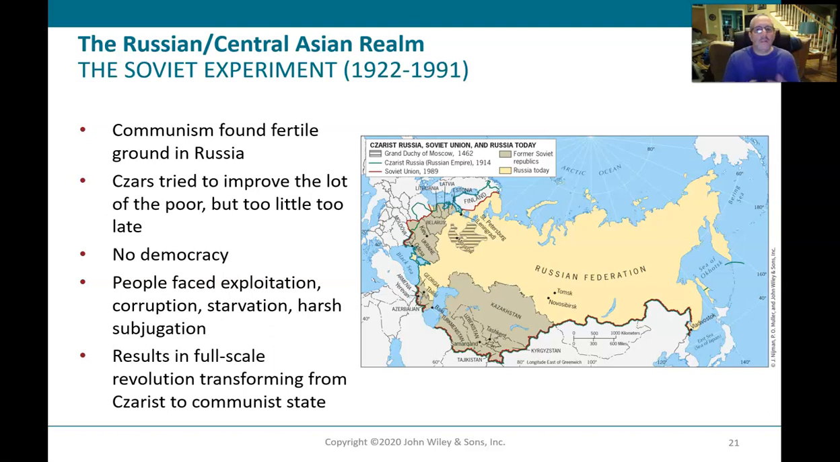So the Soviet experiment was basically from 1922 to 1991-92, and it was a communist regime. It was communism. It was called the Soviet Union. Even when I was young, we referred to it as Russia. Russia was the biggest country and the controlling country.